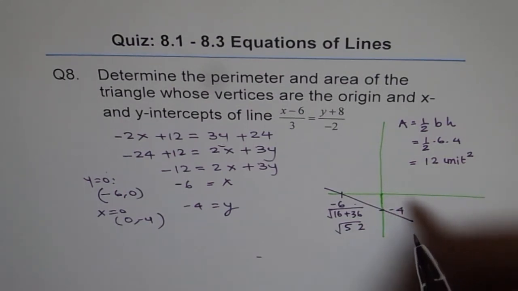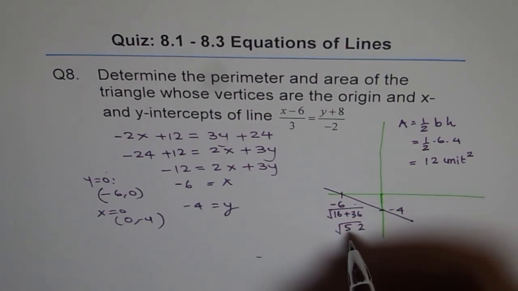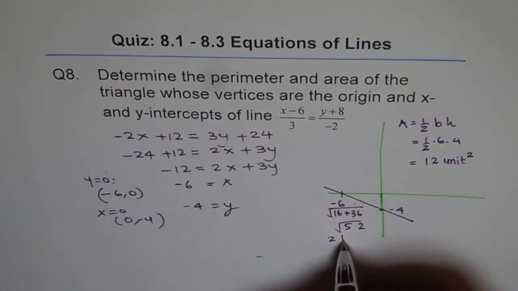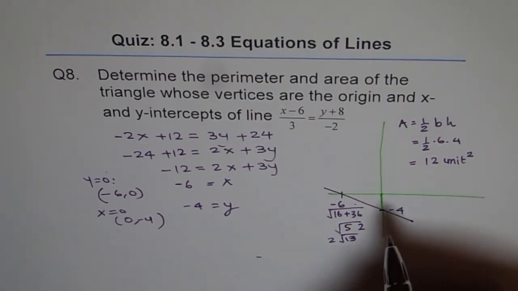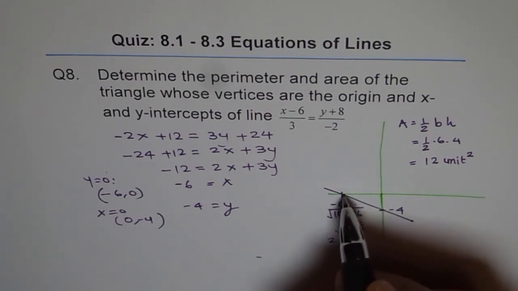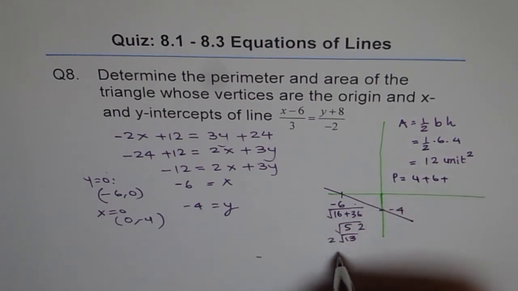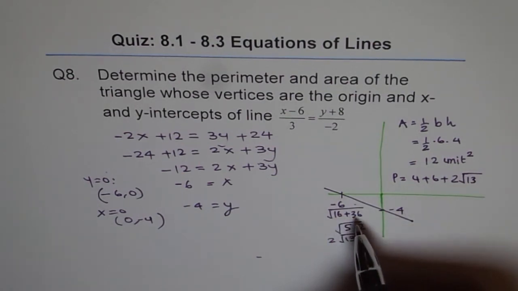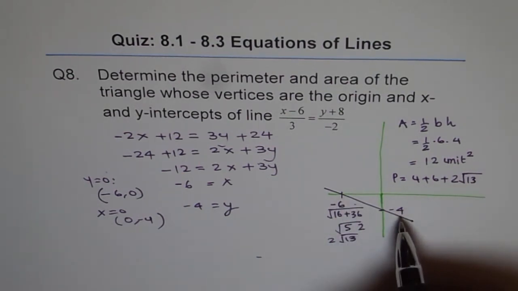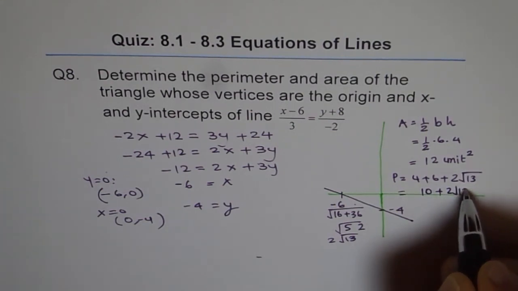Now 52 is 13 times 4, so we can say 2 square root 13. So we could reduce it like this, correct? So the perimeter here is 4 plus 6 plus 2 square root 13. I think that's okay, and we can write this as 10 plus 2 square root 13 units.